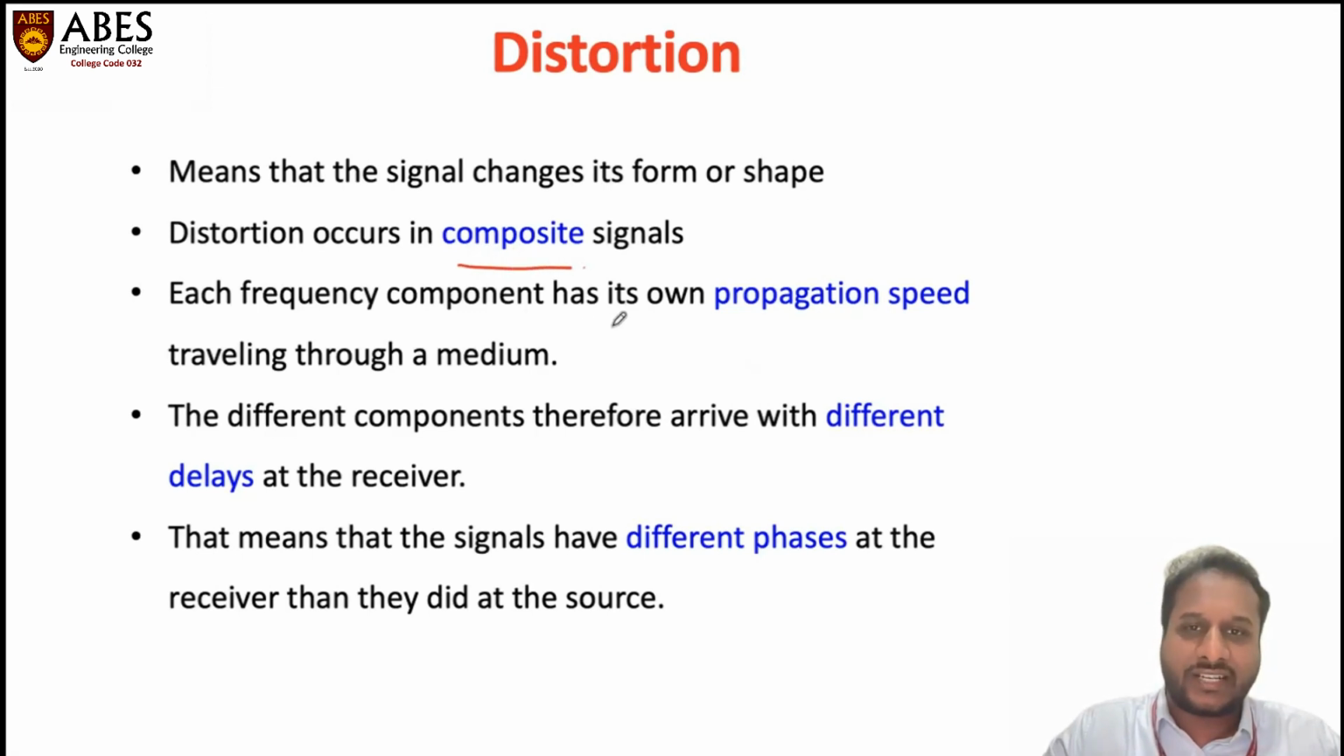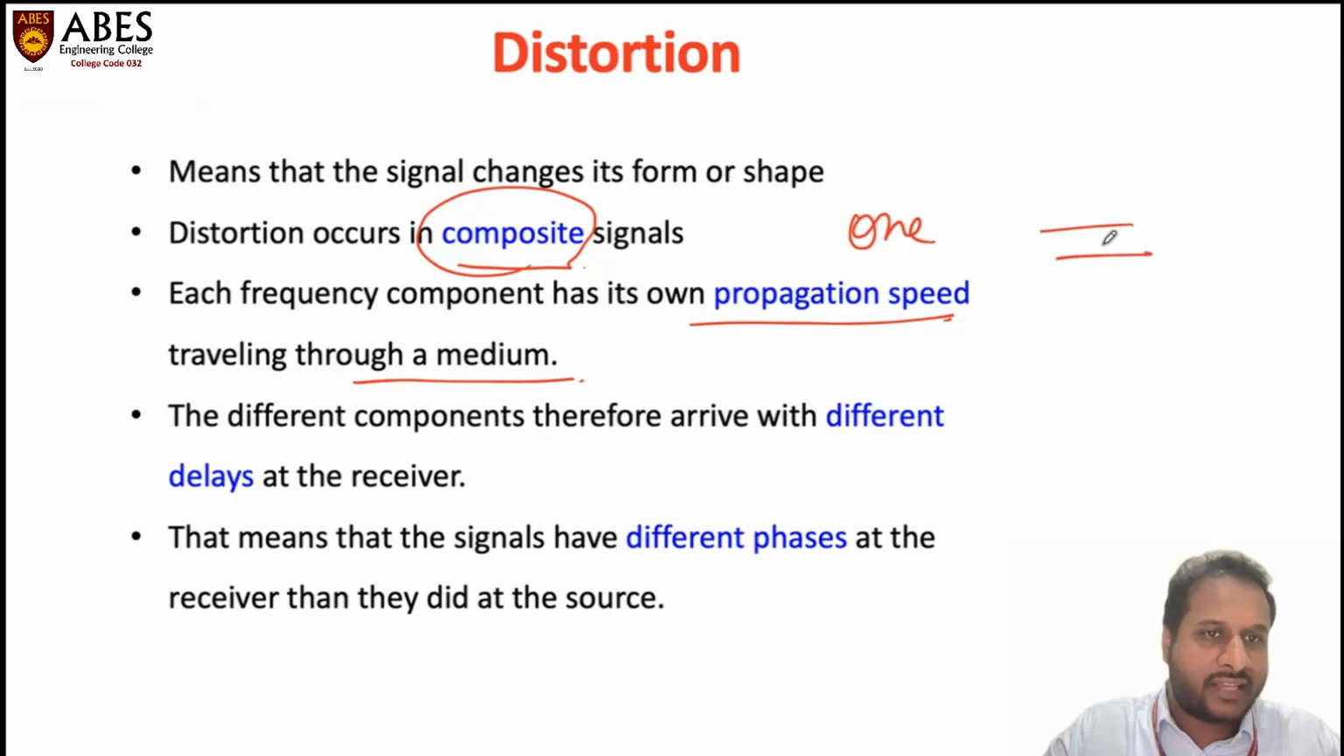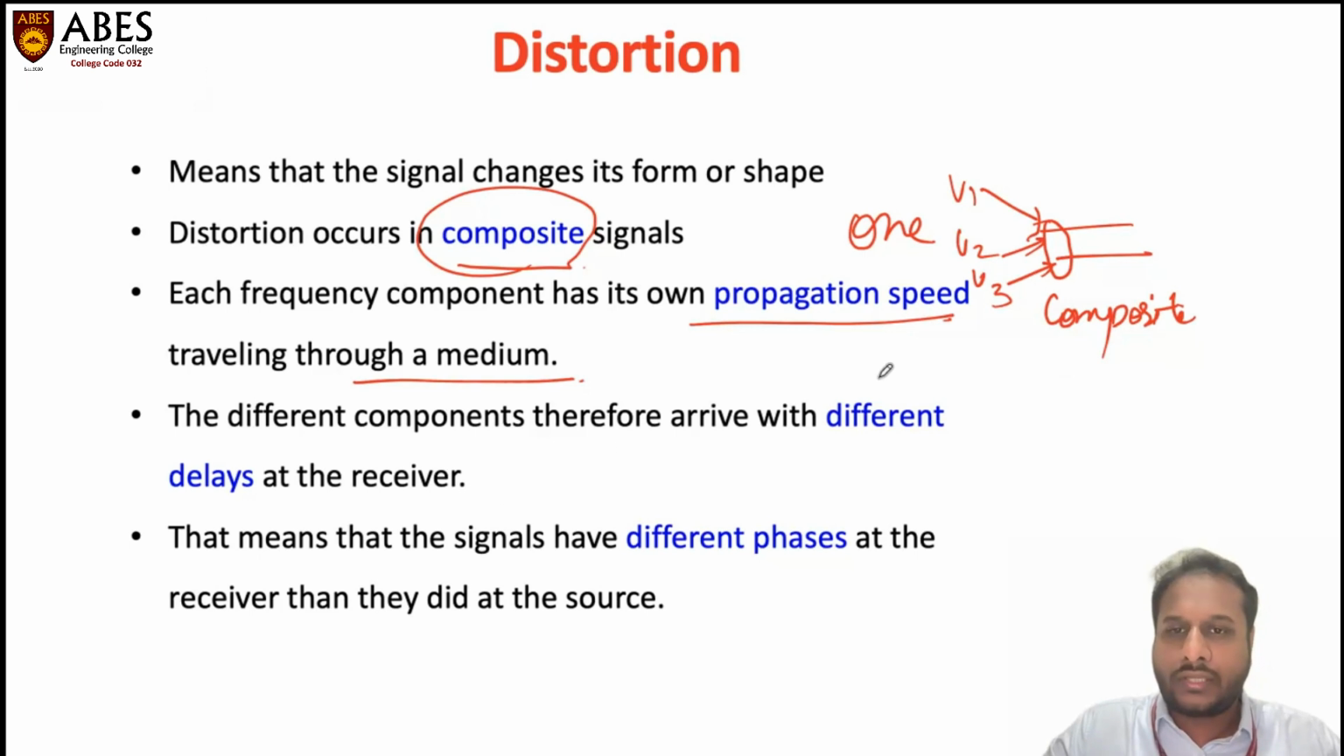Each signal has its own propagation speed traveling through a medium. The reason for sending the signals in composite form is that there is only one medium, and there are many users to send signals. It can be any device or any user, and all the data needs to be carried at once. So we combine them, which is called a composite signal. There are different components, therefore they arrive at different delays. So because of composite signals, there may be delays.